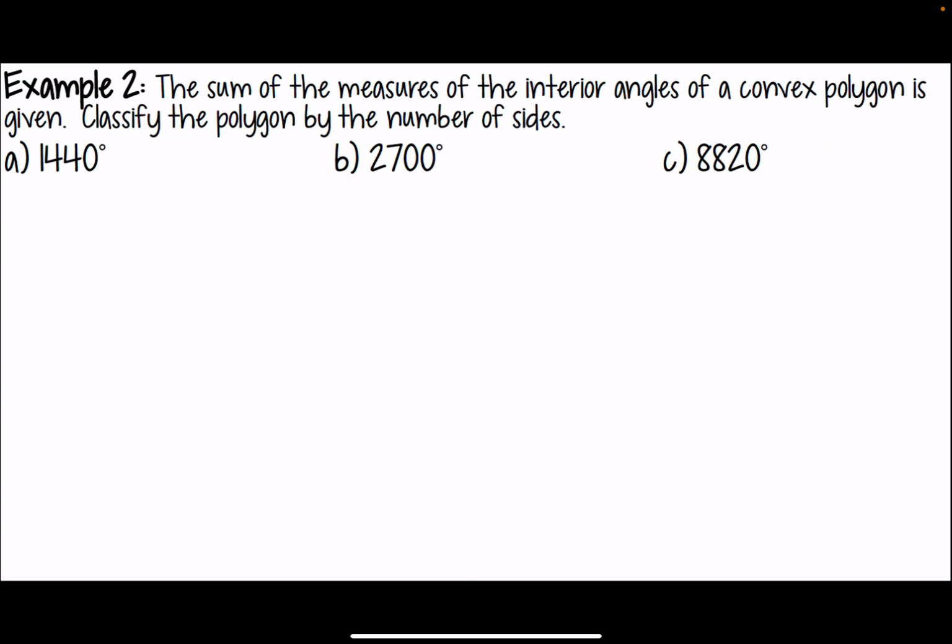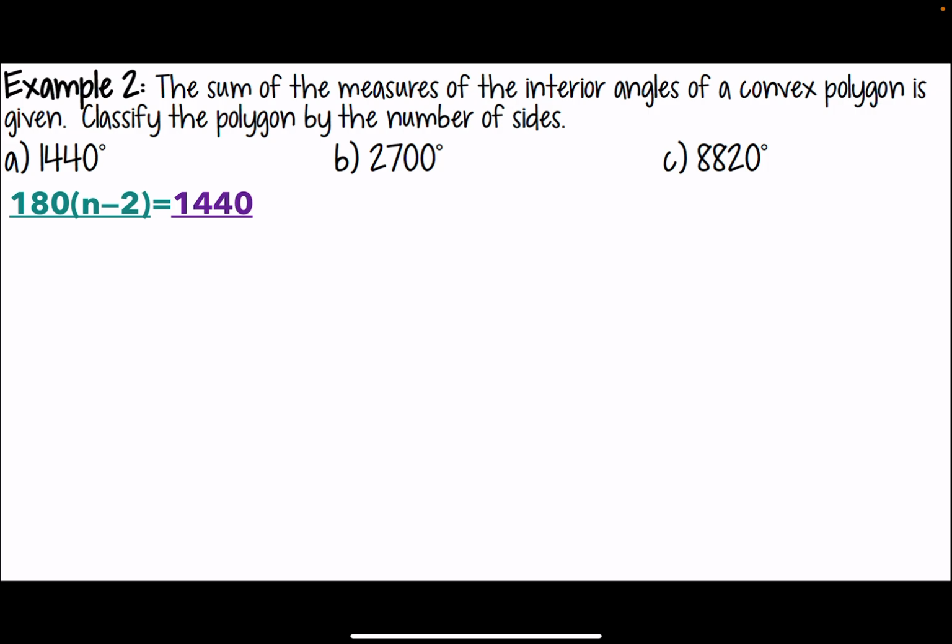All right, so now you can also work backwards. The sum of the measures of the interior angles is given. We have to classify what type of polygon it is. So I've got 1440 as my total. So I'm going to set my equation equal to that, and then I'm just going to solve for n.